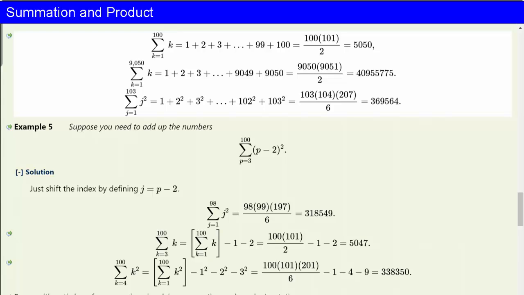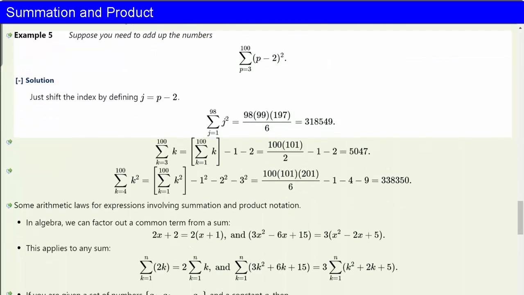In each case, this calculation took a few seconds using a simple hand calculator. Now suppose that some perverse person wants you to add up the numbers (p minus 2) squared, starting with p equal 3 and stopping when p is 100. Well, you just shift the index by defining j equal p minus 2, and your sum becomes the sum from j equals 1 to 98 of j squared. And by our formula, that's 318,549.